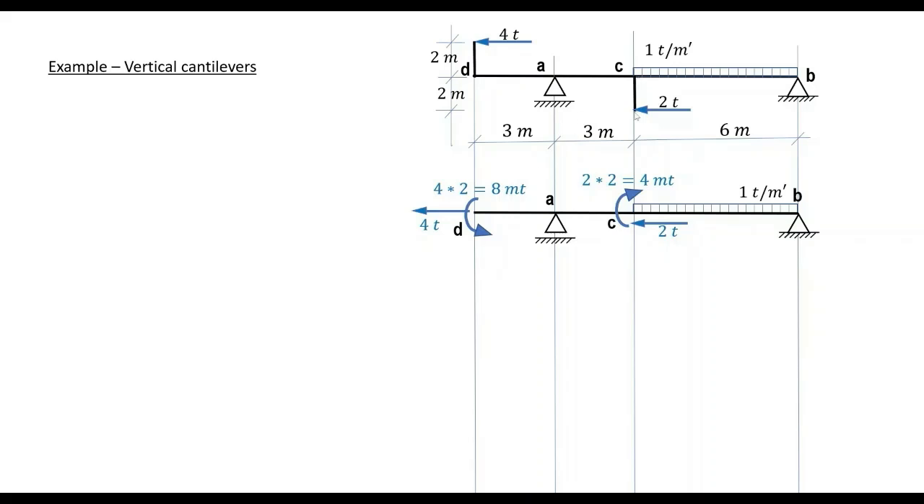Similarly at C, we compensate for these 2 tons by a force at C in the same direction and magnitude of the given load and a moment rotating about C in the same sense of the rotation of these 2 applied tons. So we have our 2 by 2 equals 4 meter tons here.